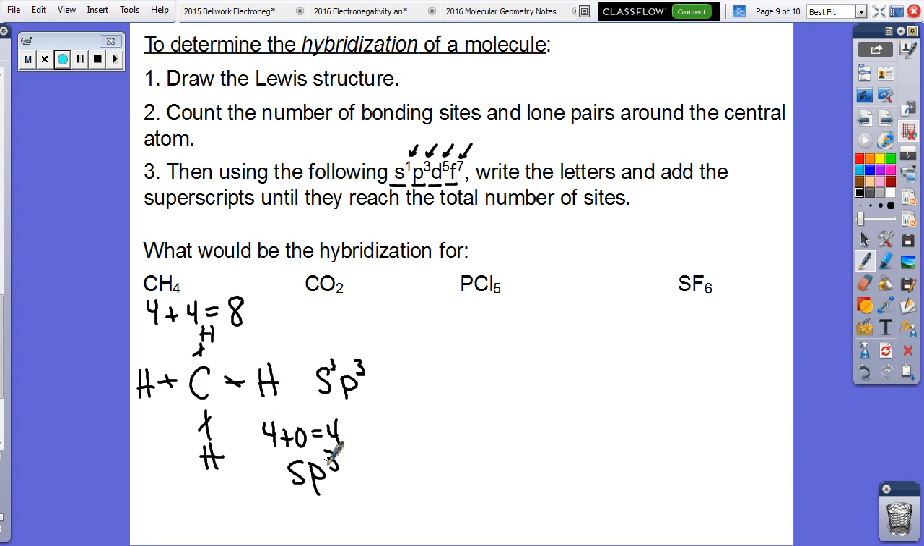Okay? Let's try carbon dioxide, CO2. So carbon dioxide, carbon has 4 valence electrons, and then we have 2 oxygens that each have 6. So that's 12.